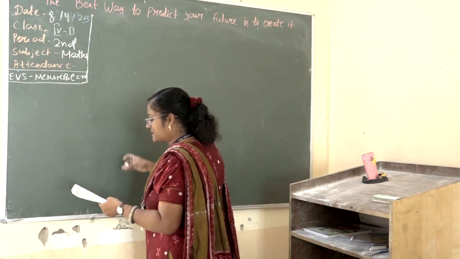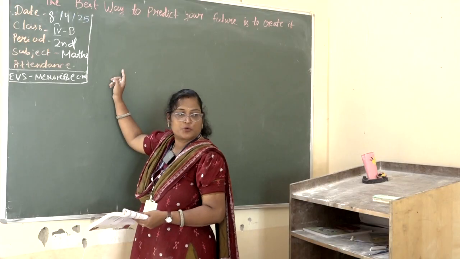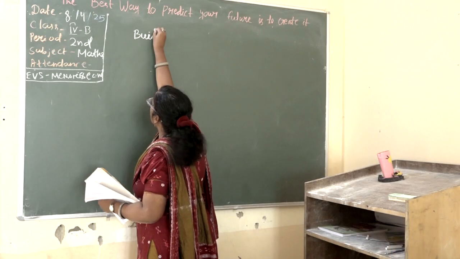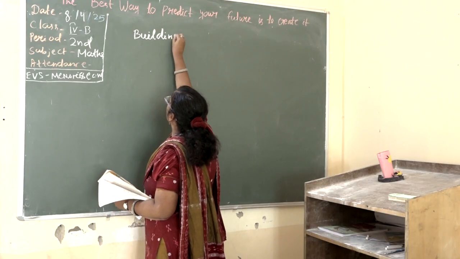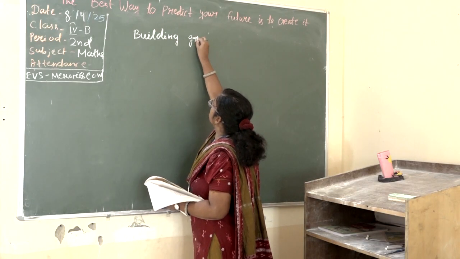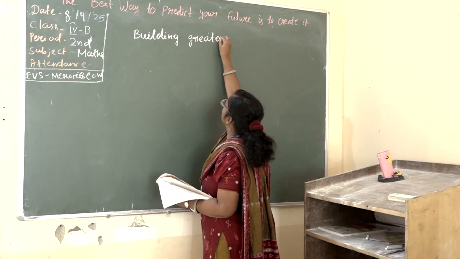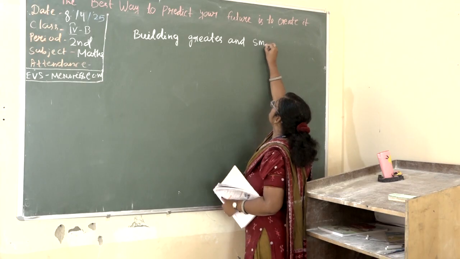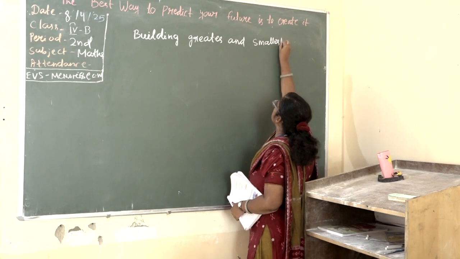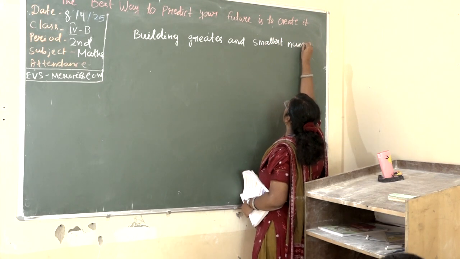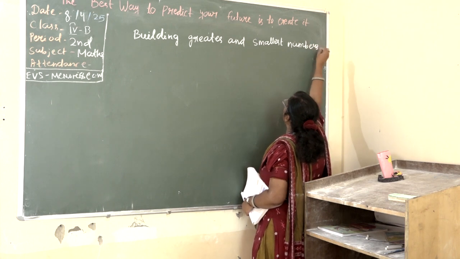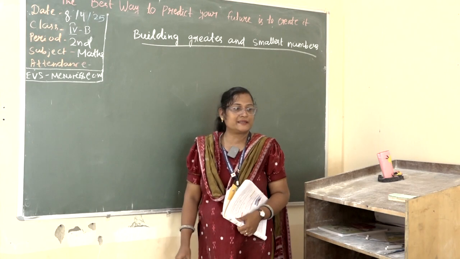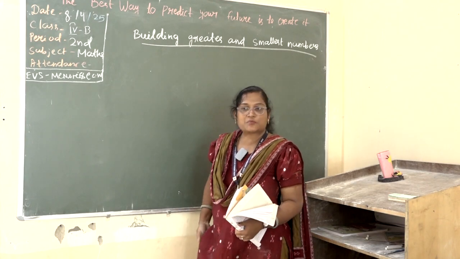So now I will write some numbers. Just look at the board. Don't look at your book. Greatest and smallest numbers. What is our topic? Building the greatest and smallest number.